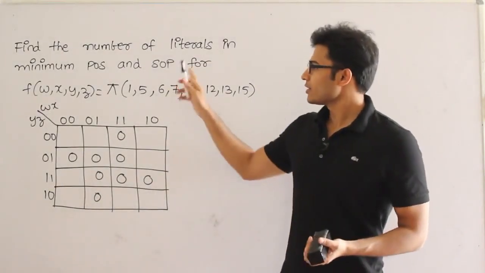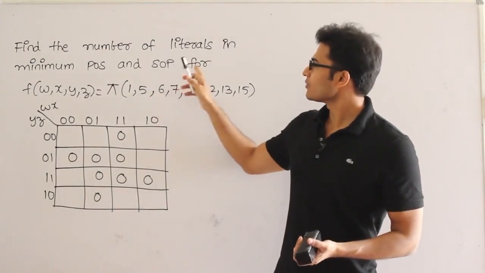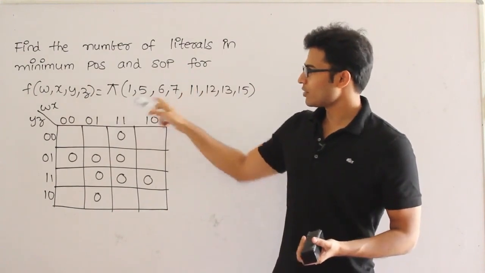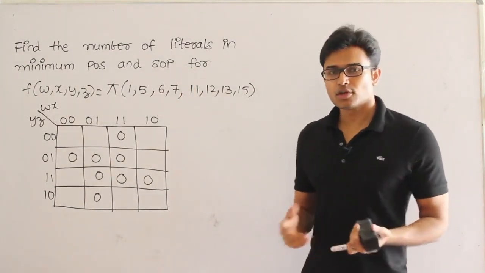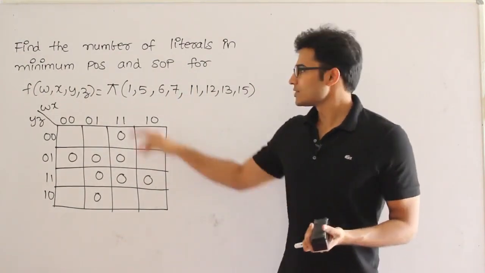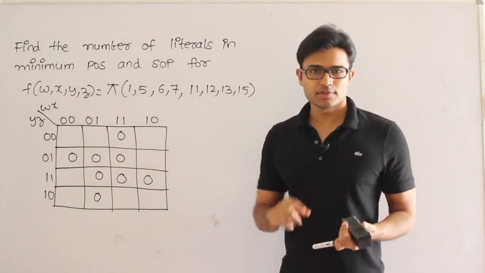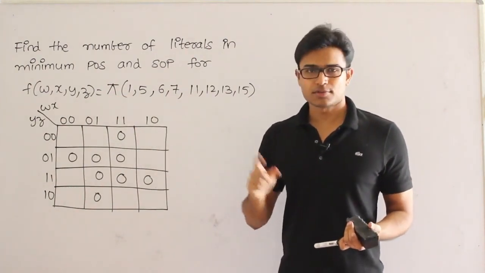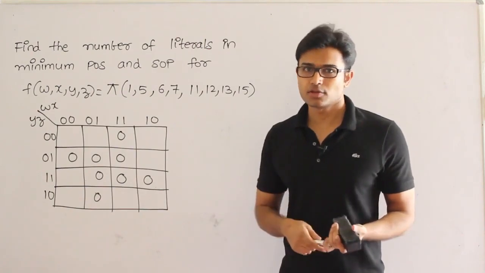Let's see this. Find the number of literals. Find the number of literals in the minimum POS and SOP form for this. So how to solve it: the first thing is they are giving you pi. Pi means they are giving you the product of sums, right? Therefore they are giving you the max terms, not the min terms.